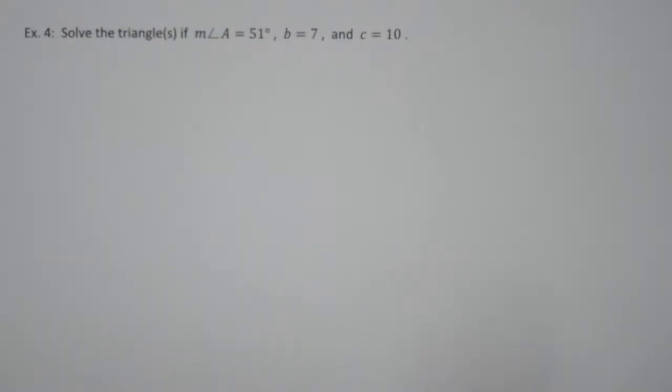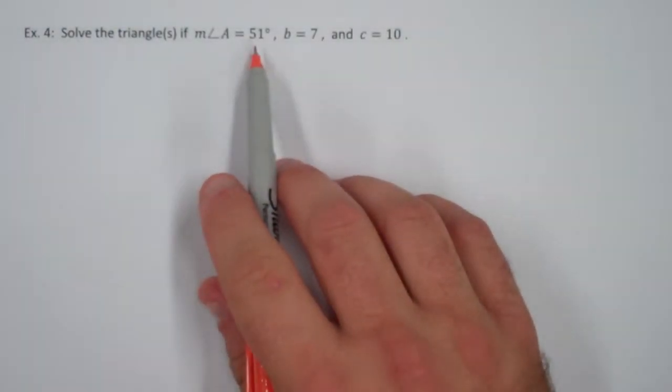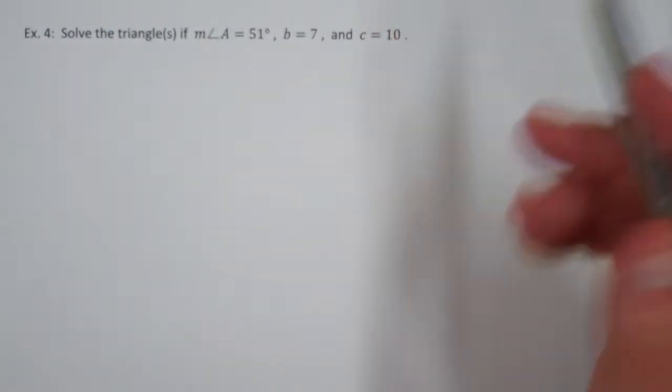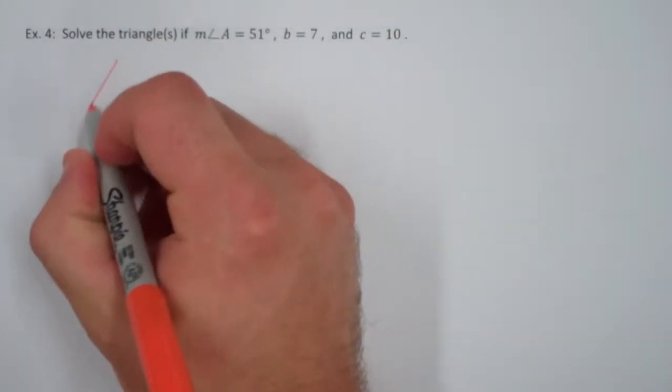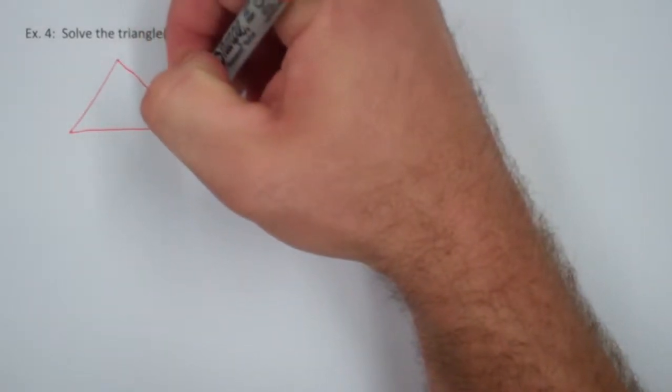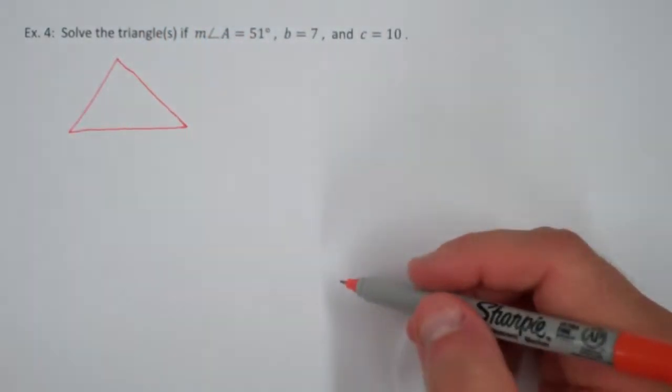In example 4, we need to solve the triangle or triangles if the measure of angle A is 51 degrees, B is 7, and C is 10. Let's draw this triangle, and that might help us figure out whether we need to use the law of sines or the law of cosines.